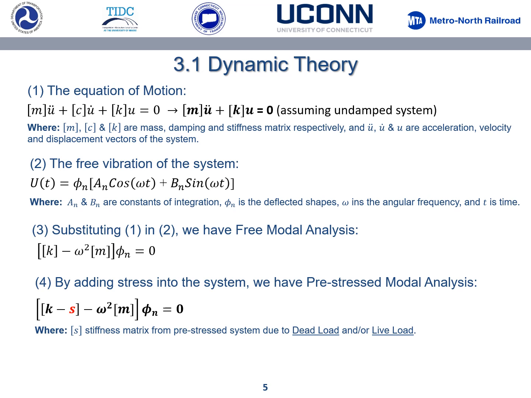Most of the time in small systems, the internal stress is neglected. Since we are dealing with a large mass, it's prudent to include the stress created by permanent load, in this case gravity. Equation 4 represents the pre-stress modal analysis, where S is the stress stiffness matrix derived from the permanent or moving load analysis, in this case static or transient analysis.